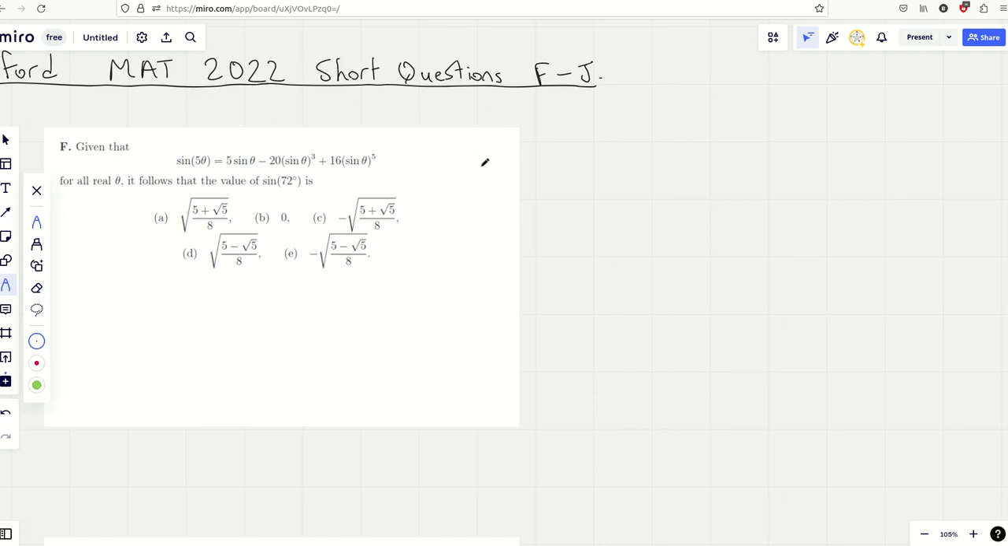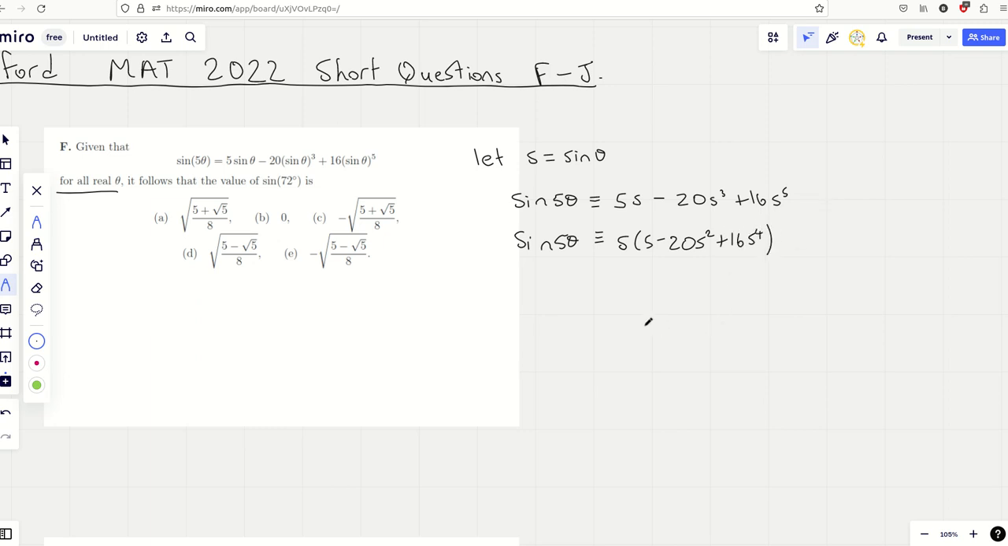Can I firstly say let s equal sine theta? It will just make my working out slightly quicker. I can say therefore that sine 5 theta is identical to, I normally use identical to because it's for all real theta, 5s minus 20s cubed plus 16s to the 5. We can, of course, factorise that, so sine 5 theta is identical to s times by 5 minus 20s squared plus 16s to the 4.